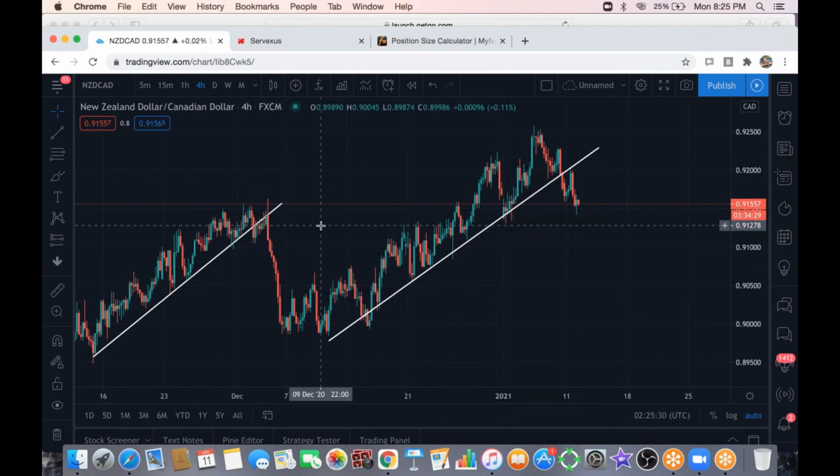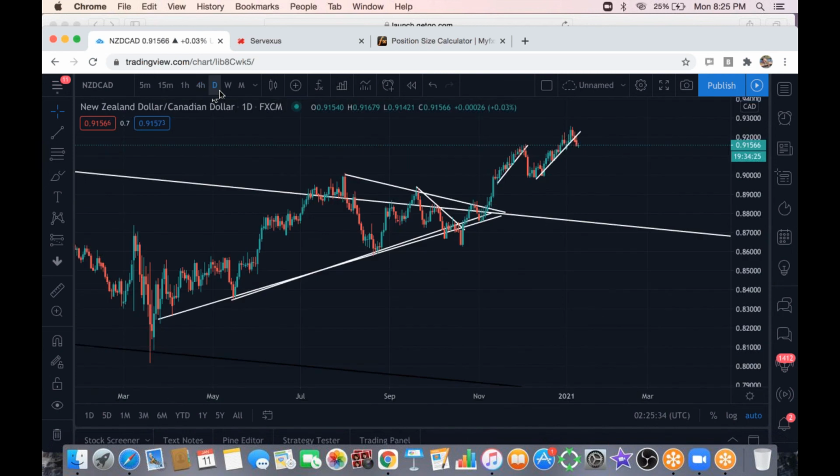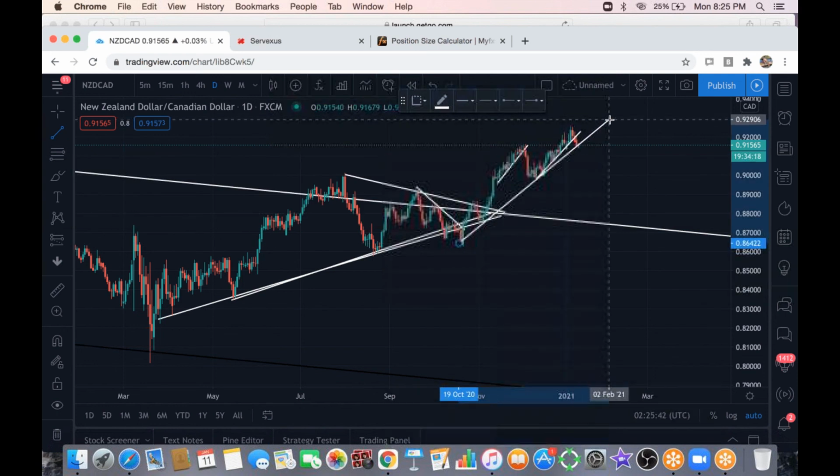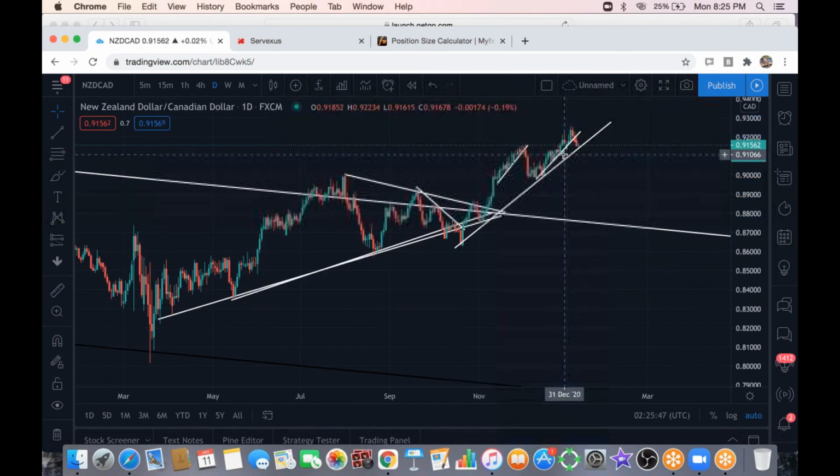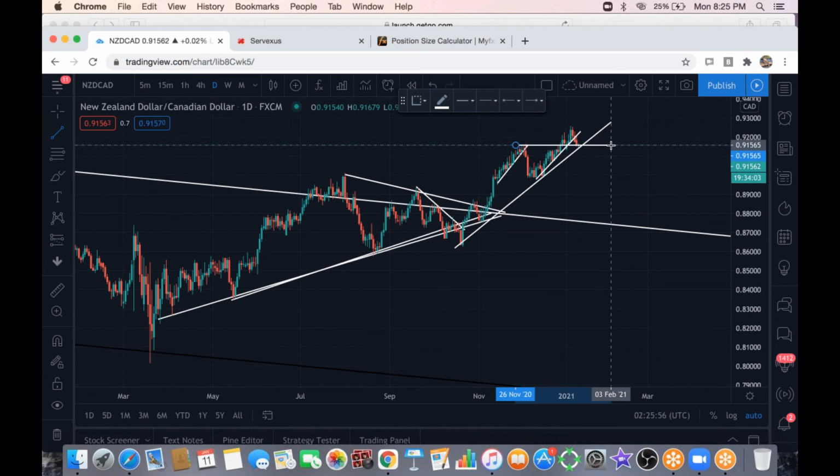NZD CAD looks more bearish. I'm just looking at this right here off the 4-hour. Daily. Daily looking pretty nice. That's why I bought it. But you got this right there of that zone. Yeah, it broke the retest. No, I didn't. It's there.